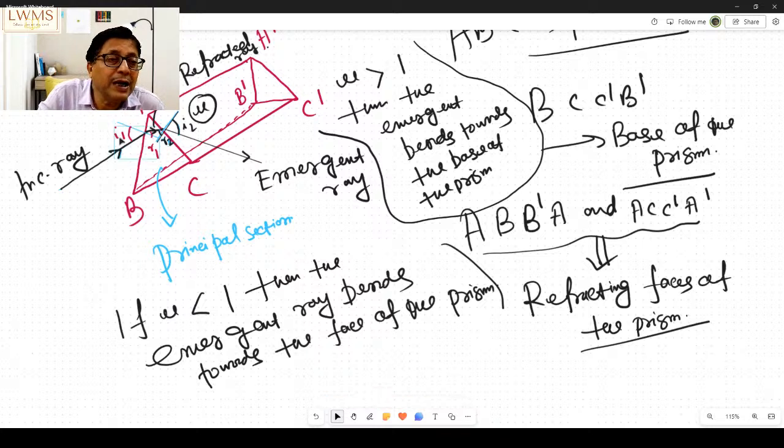We will be referring to I1 as the angle of incidence, I2 as the angle of emergence. We are not very much interested in what happens inside, except for the mathematical calculation.